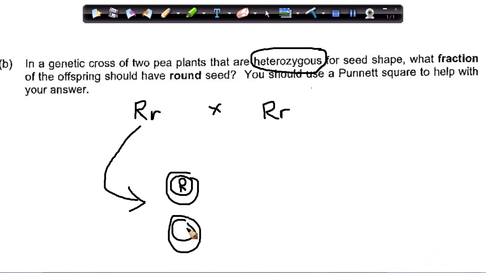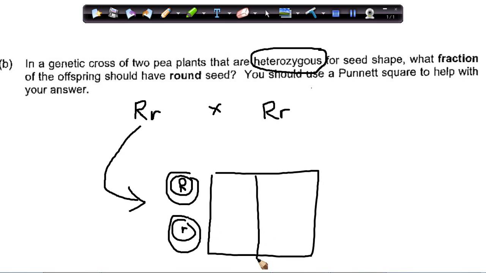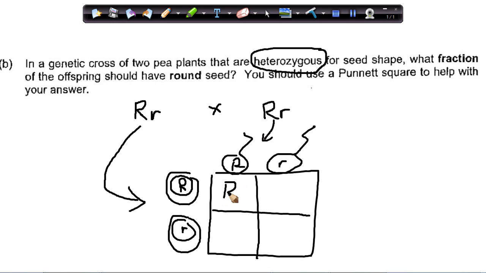So in this case, this parent can produce egg cells that have a capital R or a little r, and the other parent can produce the same thing. This parent can make sperm cells with either a big R or a little r. So when these two parents breed, if this sperm fertilizes this egg, this child will get a big R, big R. This one would get a big R from one parent, but a little r from the other one. This one would be big R from this parent, little r from this parent. And this one would get the little r, little r.